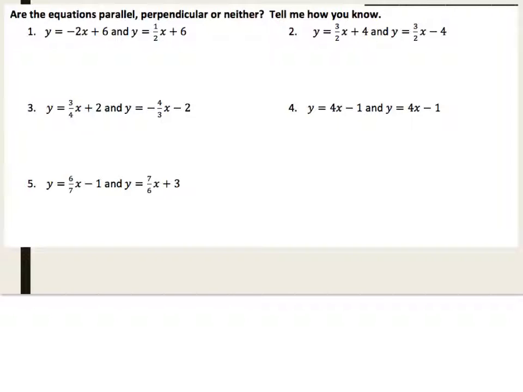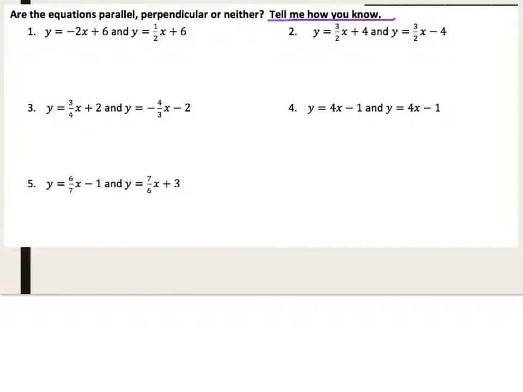So are these parallel, perpendicular, or neither? And then you must, on all of these problems, tell me how you know. That's why I wanted you to write down and copy my work from the answer key earlier in class so that you knew how to tell me how you knew, just as a refresher.